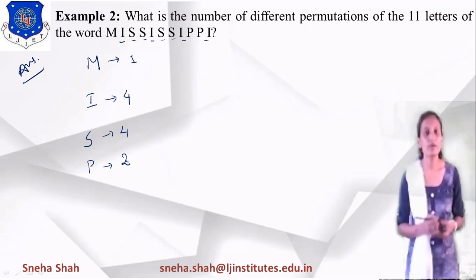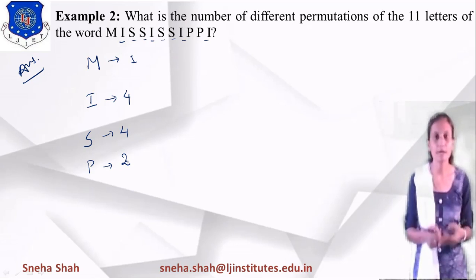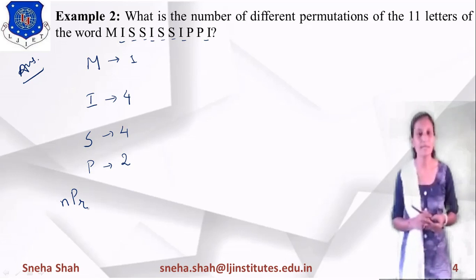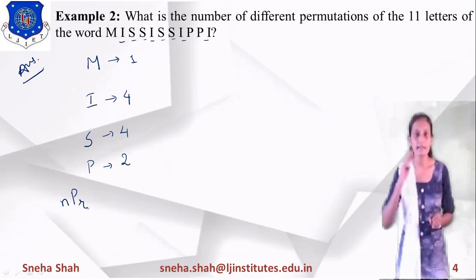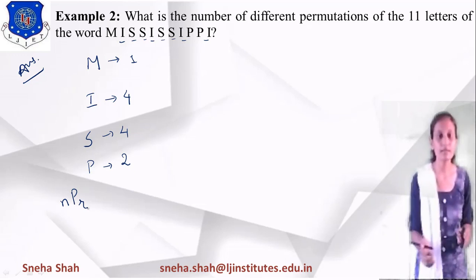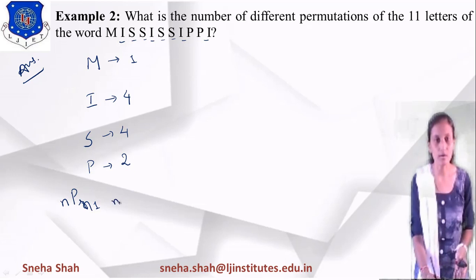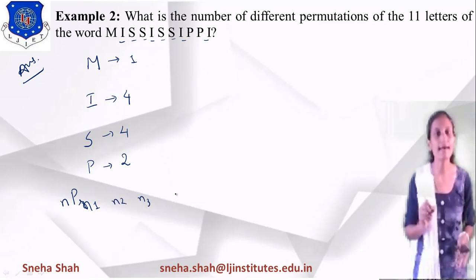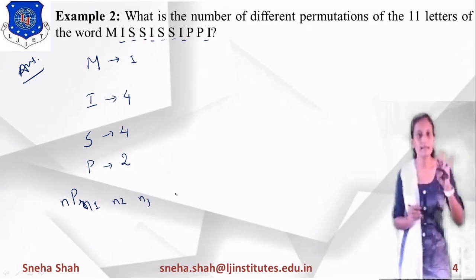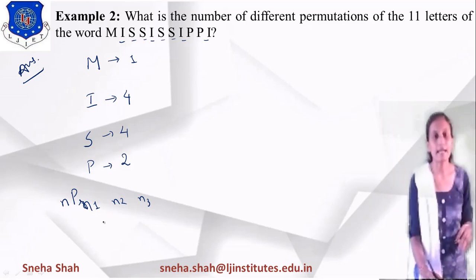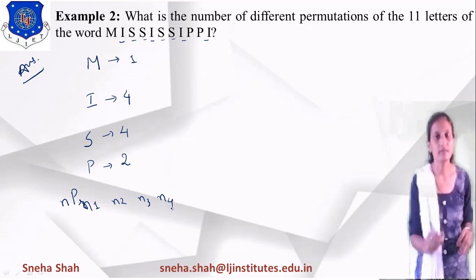Now if I want to find the number of different permutations for this, we define it as nPr. Generally we define permutation as nPr, right? But over here there are 4 different letters and they are repeating, so instead of this r, we will take n1, n2, n3 up to n4. You can see that there are 4 different letters M, I, S and P, so we are taking n1, n2, n3 and n4.